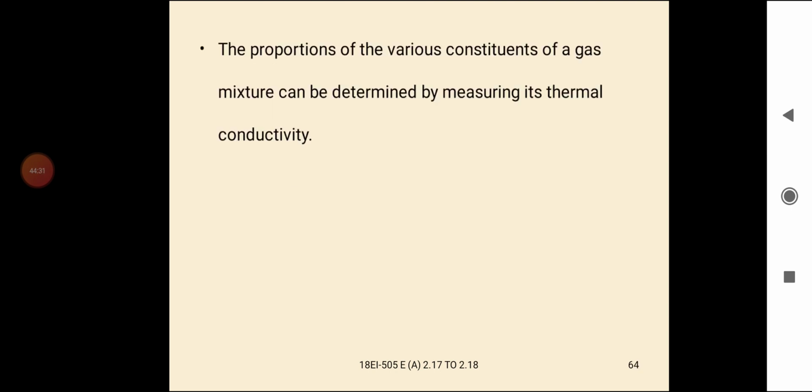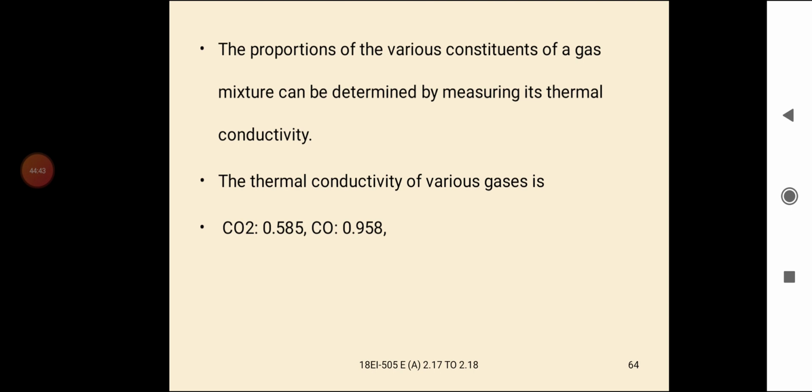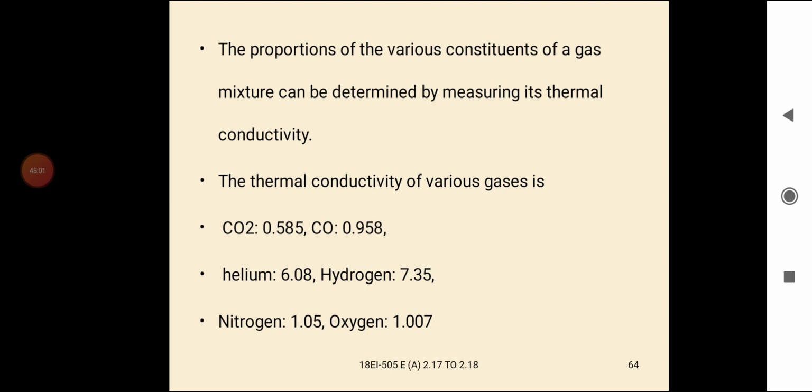The proportions of various constituents of a gas mixture can be determined by measuring thermal conductivity. The thermal conductivity of various gases is: carbon dioxide 0.585, carbon monoxide 0.958, helium 6.08, hydrogen 7.35, nitrogen 1.05, oxygen 1.007.